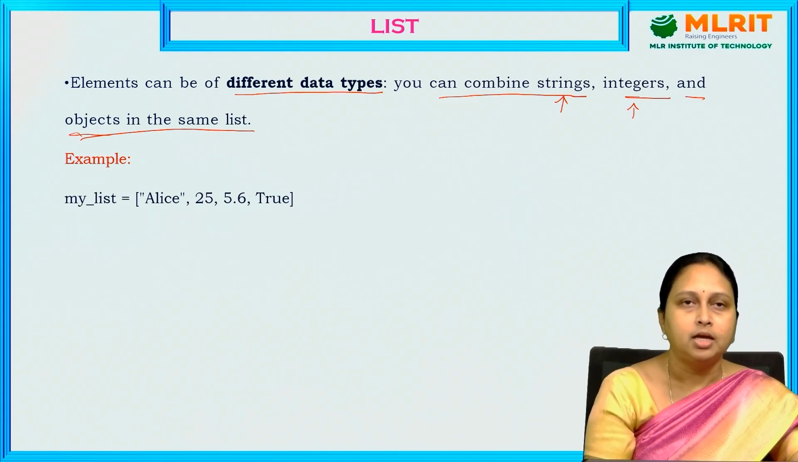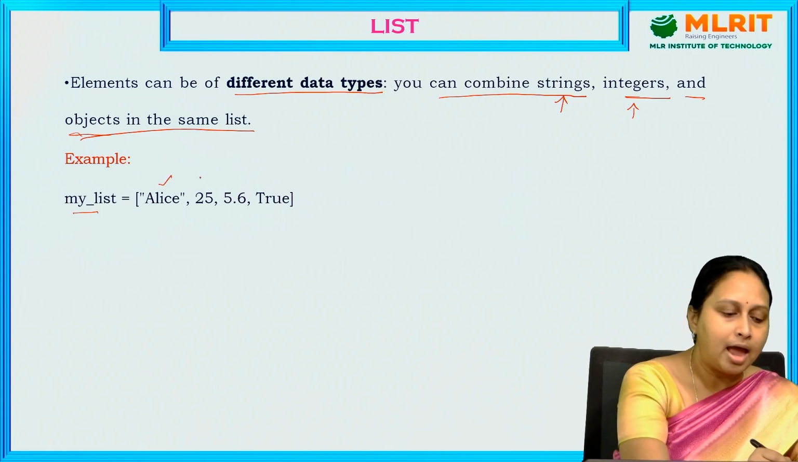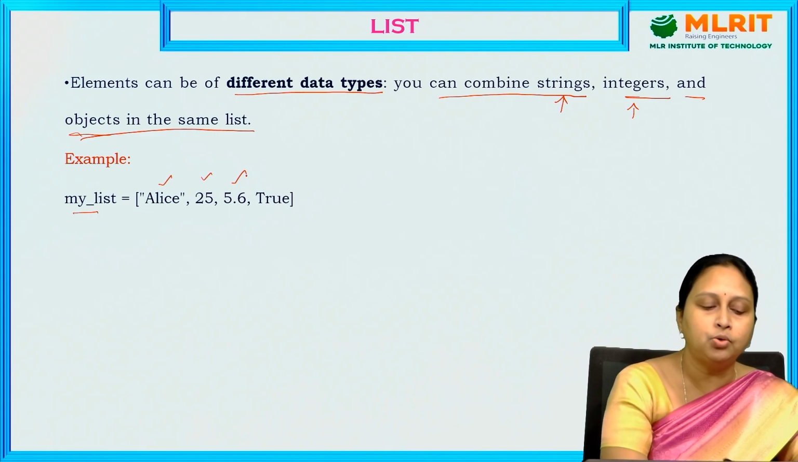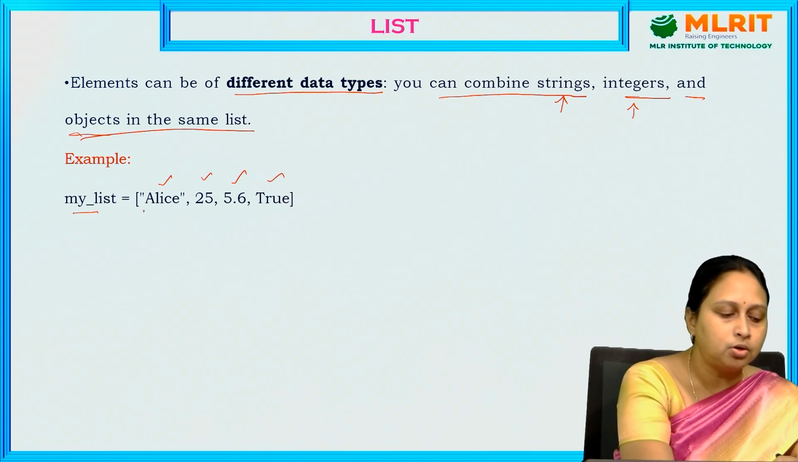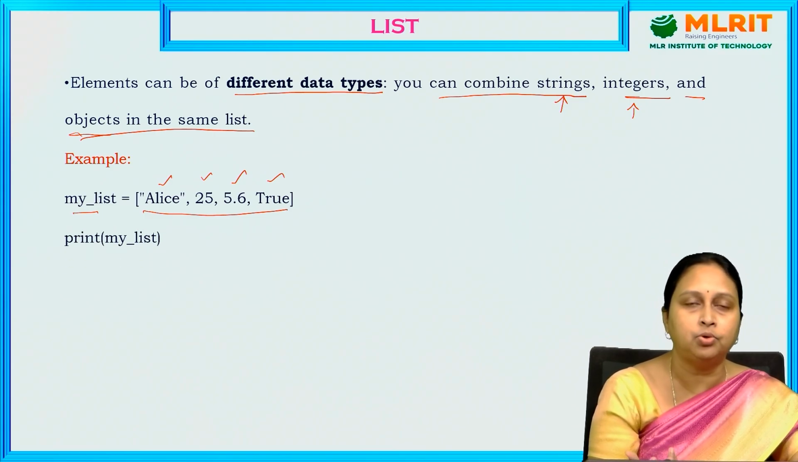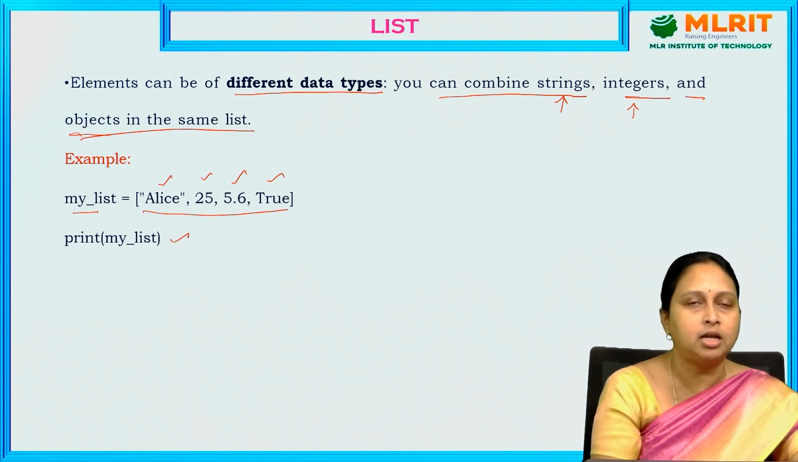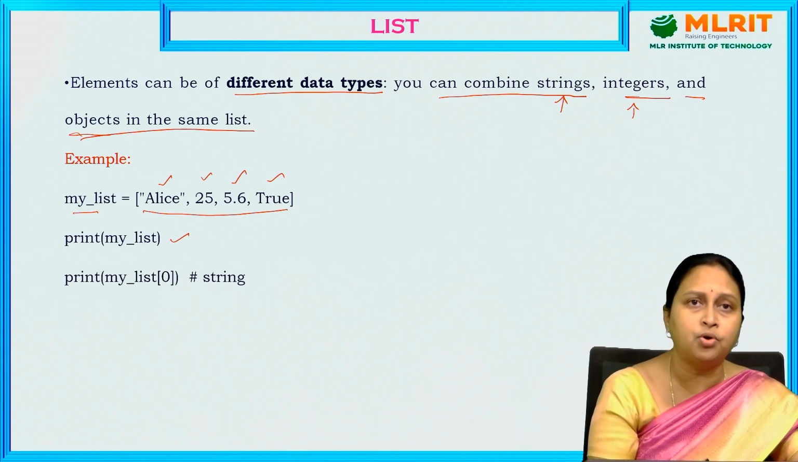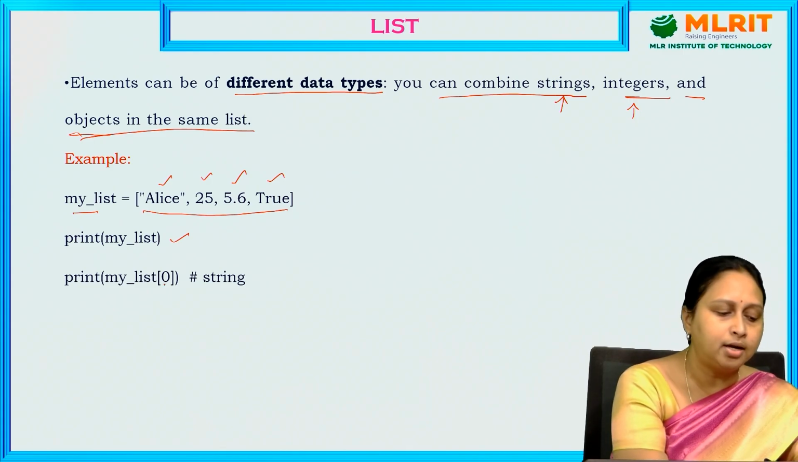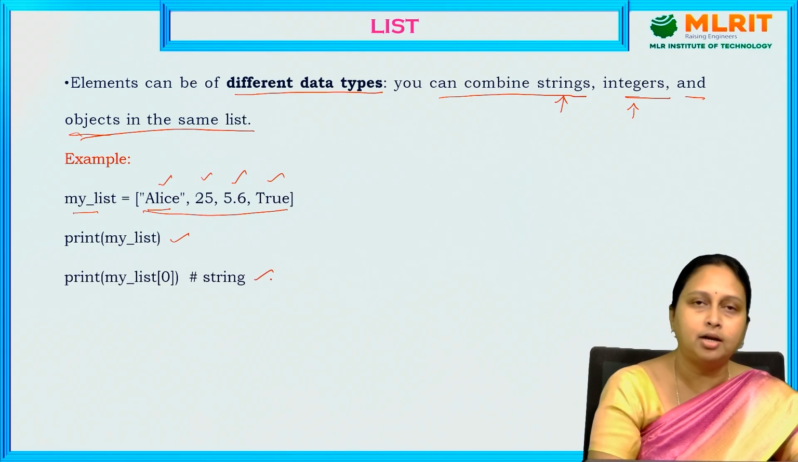This is my list where I am going to have a string, an integer value, a float value, and a boolean value. All these are different data types, right? Now I can represent all the different data types in my list, and we can access them based on their indexes. If I want to print the list, by giving its variable name, I can print the elements in the list. If I want to access a particular index, it is Alice, and the data type of it is a string.